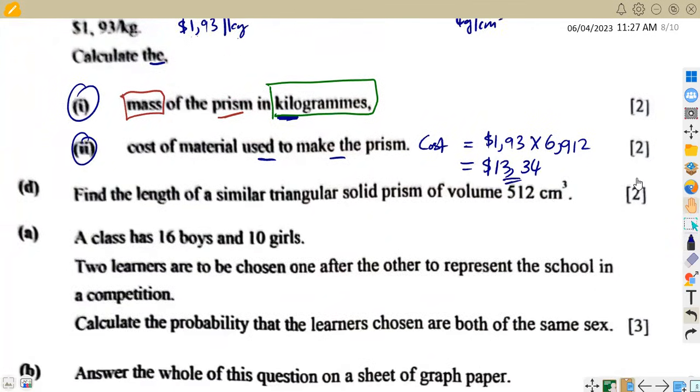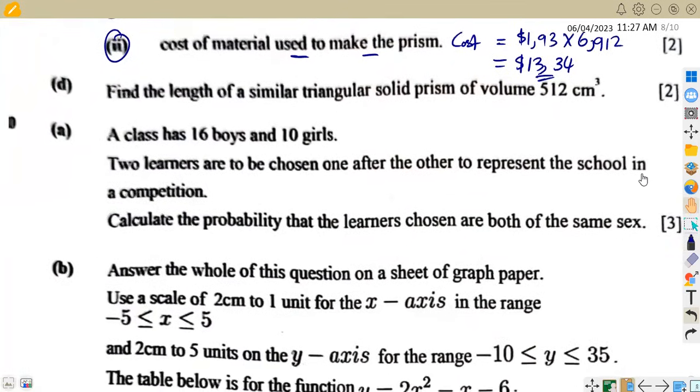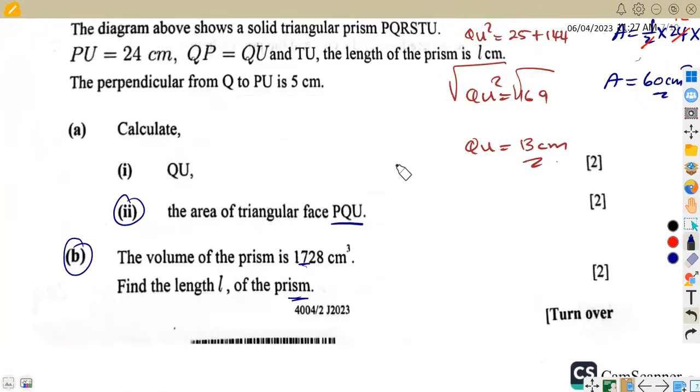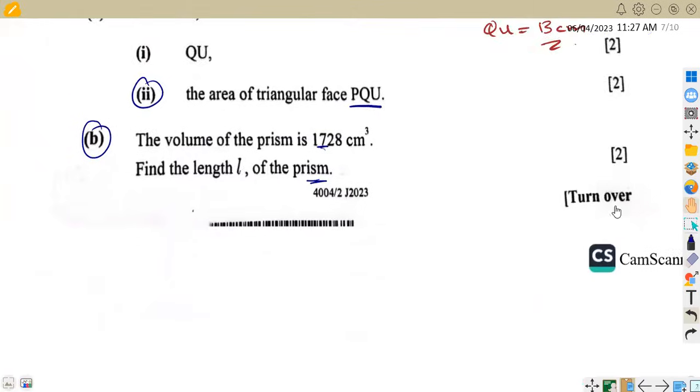All right, then the D part, we are asked to find the length of a similar triangular solid prism of volume 512 cubic centimeters. So this is a similarity question. We are under solids, but they are asking us under similar figures. So take note here, before we were given this solid, I'm going to answer it here.